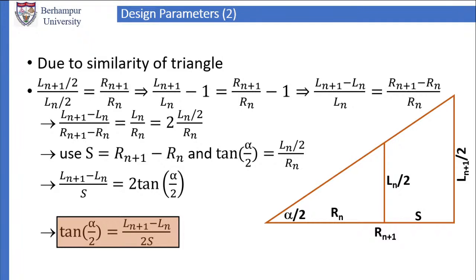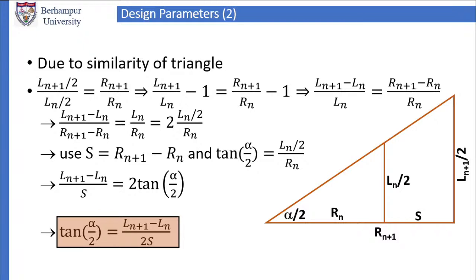Now from the triangle, use simple geometry or trigonometry, whatever you have read in high school: Ln plus 1 by 2 divided by Ln by 2, base of the larger triangle by base of the smaller triangle, is equal to side of the larger triangle by side of the smaller triangle. So Ln plus 1 by 2 divided by Ln by 2 is equal to Rn plus 1 by Rn. So that implies Ln plus 1 by Ln minus 1 is equal to Rn plus 1 by Rn minus 1. On both sides, I have subtracted 1. So that gives us Ln plus 1 minus Ln by Ln is equal to Rn plus 1 minus Rn whole divided by Rn.